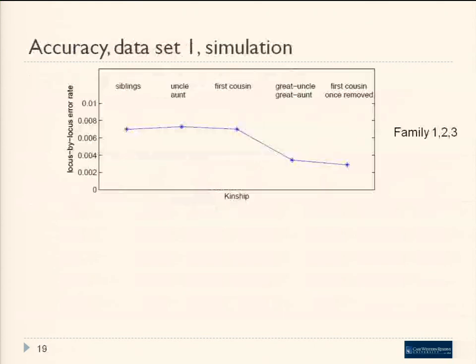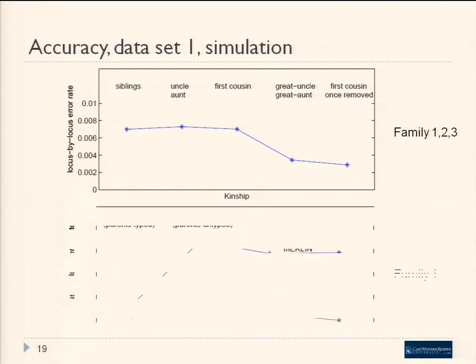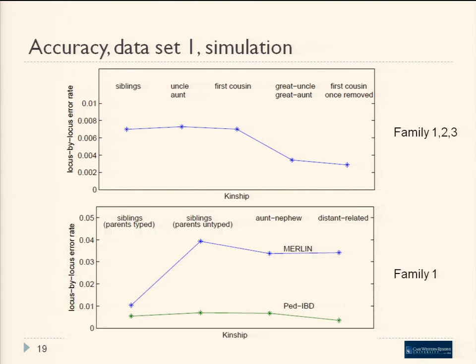The next is the accuracy. This one shows the accuracy for different relative pairs on family 1, family 2, and family 3. We can see that from closely related pairs like siblings to more distant related pairs, our program consistently achieves an error below 1%. And compared with Merlin on family 1, we can observe that our program is especially better once these two relatives are not connected by genotyped family members, like distant related individuals, or siblings whose parents are not genotyped. In these situations, our program achieves better accuracy than Merlin.